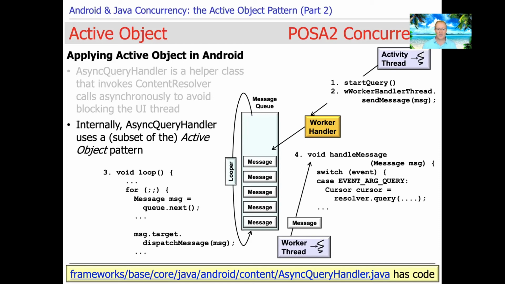Internally, if you take a look at the source code, which you can get at the link at the bottom of the page, the AsyncQueryHandler uses a subset of the active object pattern. And if you poke around, you can see all the different pieces there. So it starts the query in the user interface thread that goes ahead and sends a message to a background worker thread. There's a looper running in that background worker thread that pulls the message off, dispatches it, and then the handleMessage method is invoked, and it does various things. And you can look at the source code for all the gory details, but it's a great example of using the active object pattern in the context of asynchronous query handling in Android.